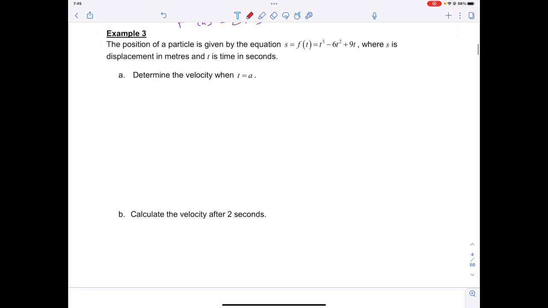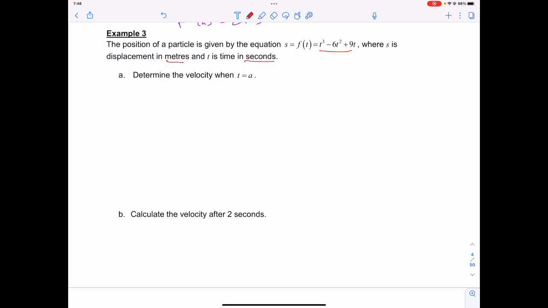When we go to example 3, it says the position of a particle is given by the equation S is equal to f of t, which is equal to t cubed minus 6t squared plus 9t, where S is the displacement in meters and t is the time in seconds. Determine the velocity when t is equal to a. Well, we're doing essentially the exact same thing we did in the last example.